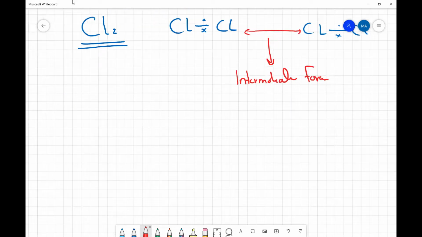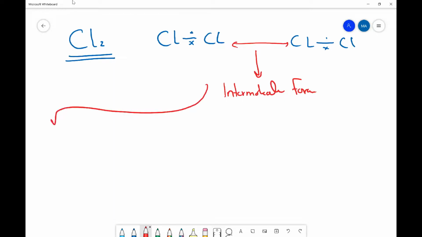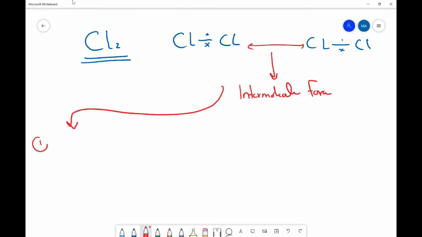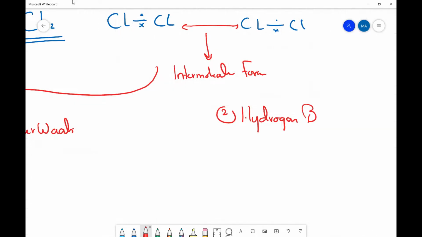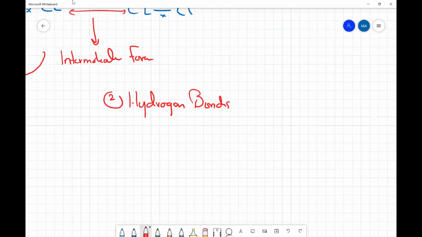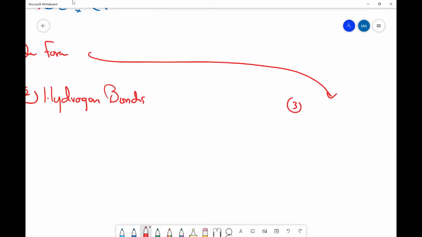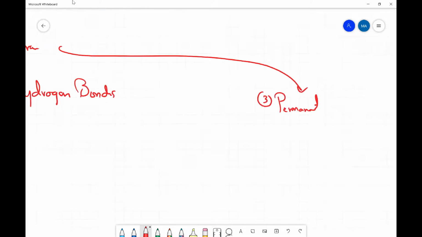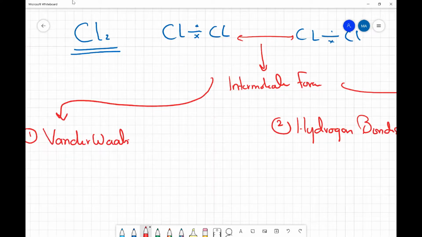We study three types of intermolecular forces in the AS syllabus. Number one is the van der Waals. Number two is the hydrogen bonds. And the third one is the permanent dipoles interaction. So let's start off with van der Waals first of all.